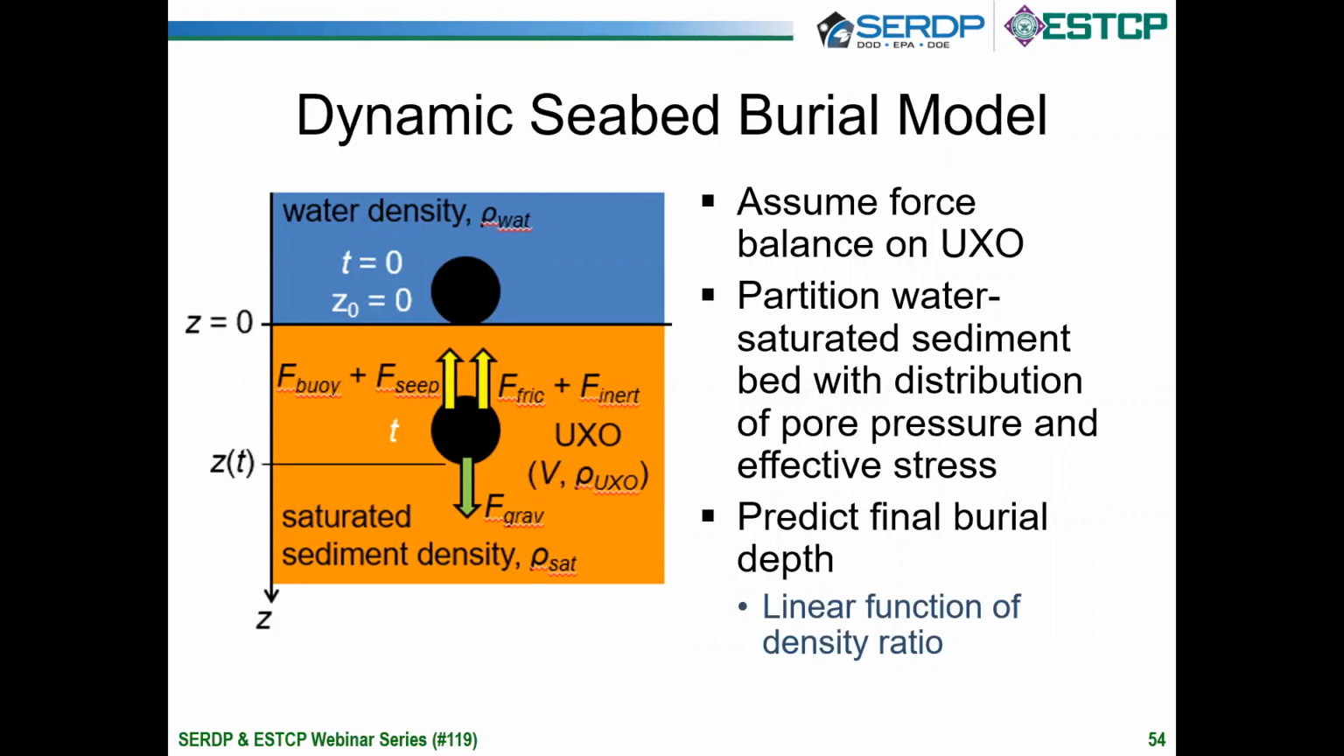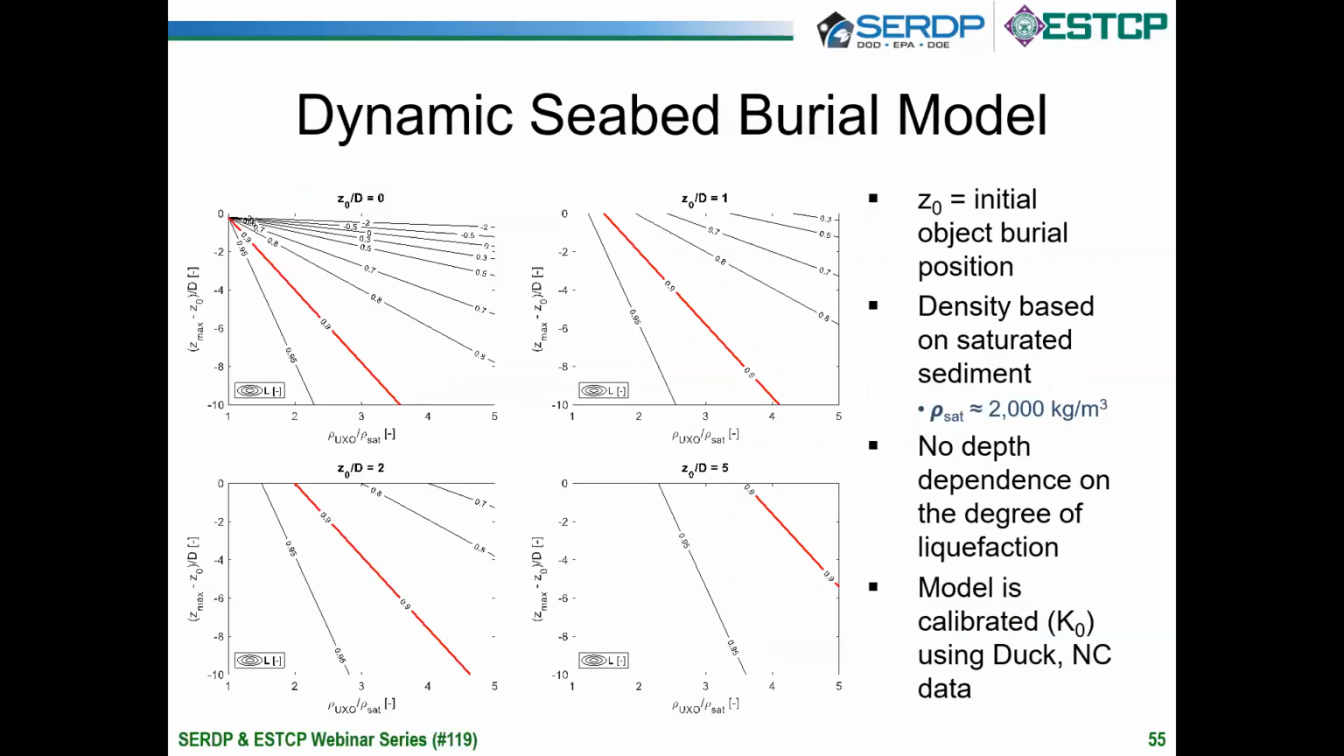You can find that and read the first iteration of this model. We are on to the second iteration that we are about to resubmit for publication. The important take-home point is that in the end, the predicted final burial depth is a linear function of the density ratio. And what you can do with this model is develop curves like these. I apologize that we are missing an overlay; I will show you with my cursor where I wanted to put some overlays.